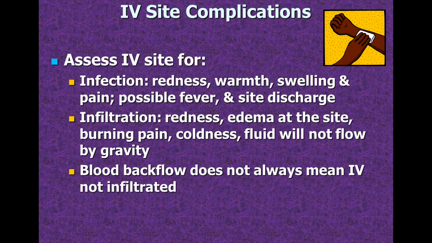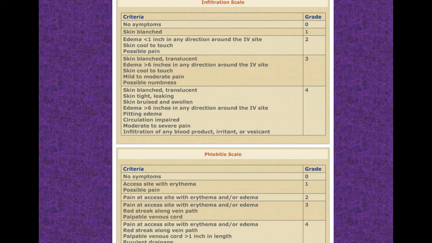Complications that can occur at the IV site include infection, so assess for redness, warmth, swelling; and infiltration, so assess for redness, edema at the site, burning pain, and coldness. And remember that a backflow of blood does not always mean an IV is not infiltrated. The scale here shows an infiltration scale, and with this I want you to understand that these complications are rated on a scale to help identify the severity with a grading of 0 to 4.